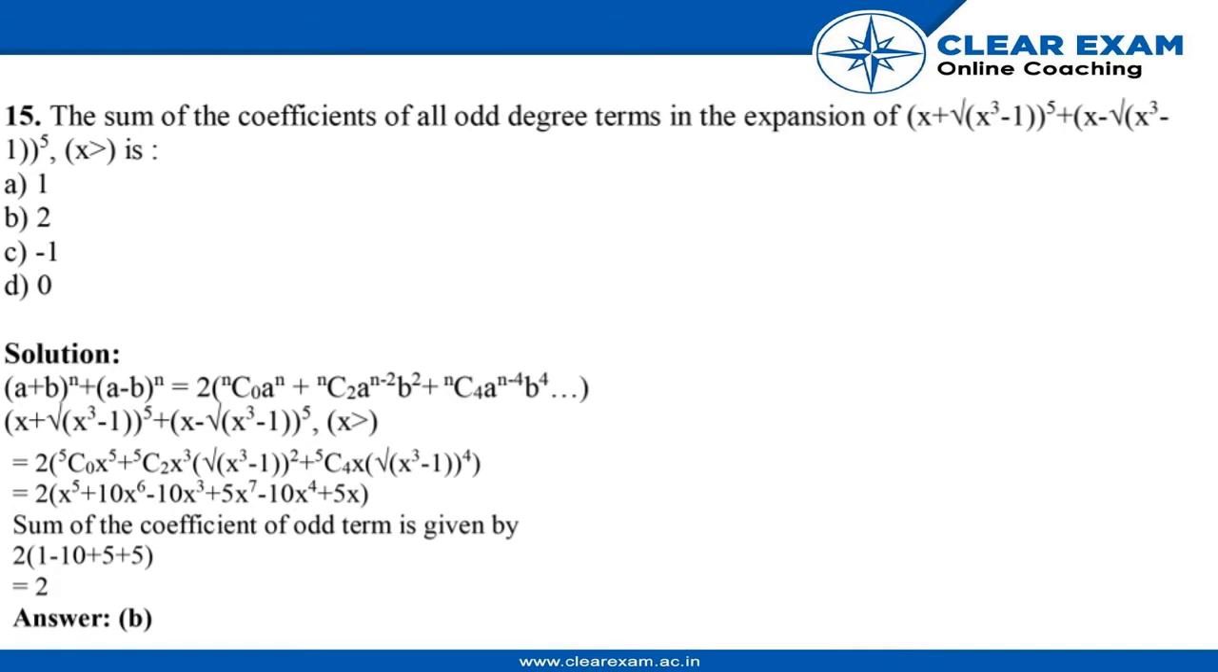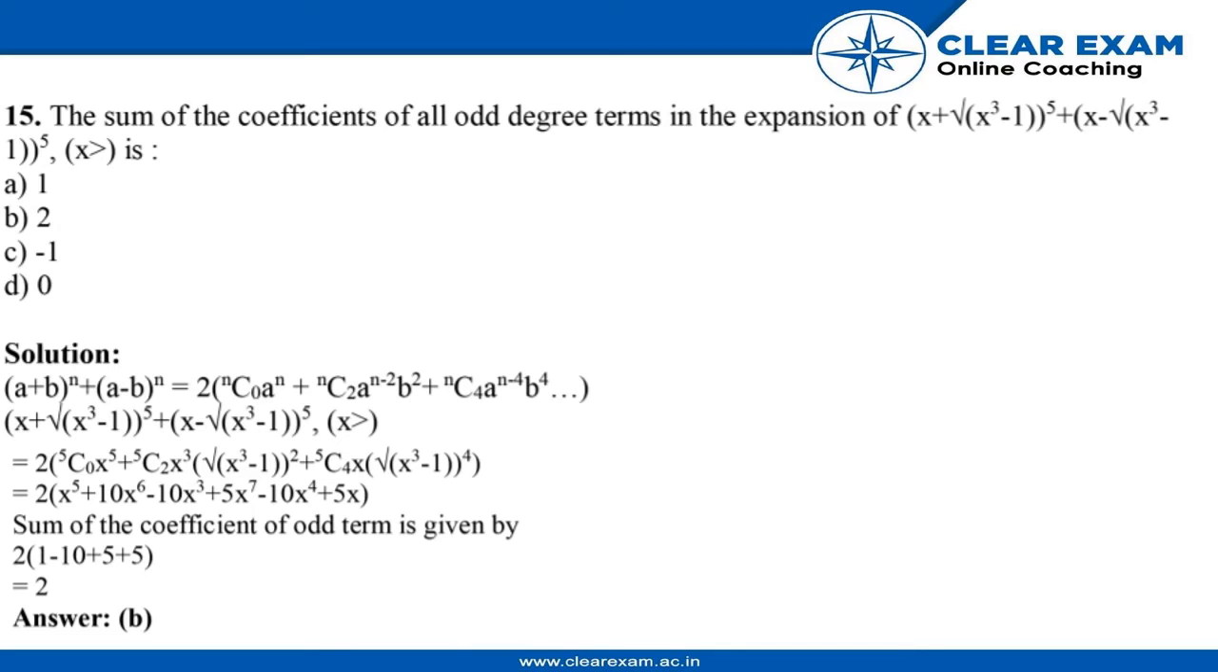Hello everyone. So we're going to start with question number 15. It states that the sum of the coefficients of all the odd degree terms in the expansion of (x + √(x³ − 1))⁵ + (x − √(x³ − 1))⁵. In this we have been given that x is greater than 1. So we have to find the sum of all the coefficients of the odd degree terms.